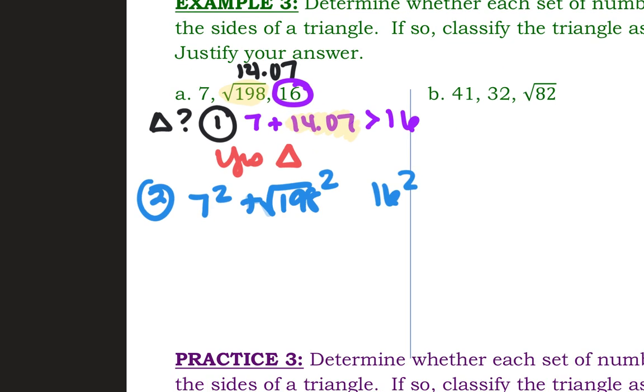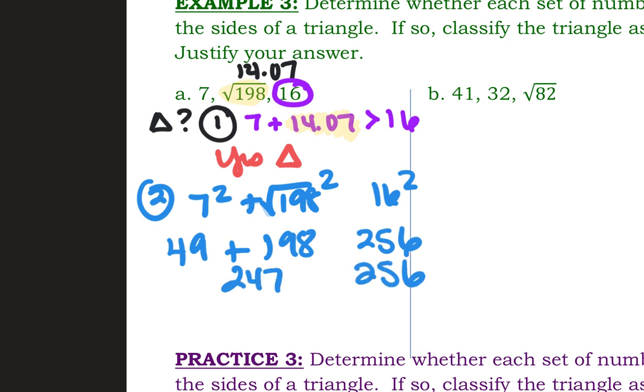Well, 7 squared is 49, good. The square root of 198 squared is 198, and we're going to compare this to 256. All right, we get 247 when I add 49 plus 198. Look at your 256. Is that equal to, greater, or less than 247? Is it equal to, greater, or less than? Greater. So then this is an obtuse triangle.